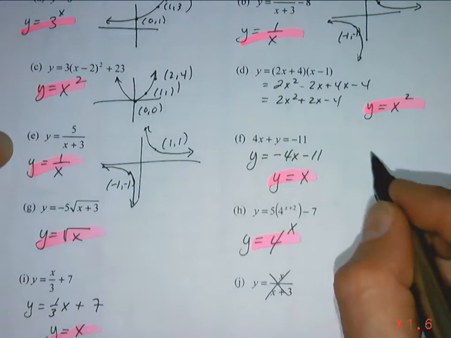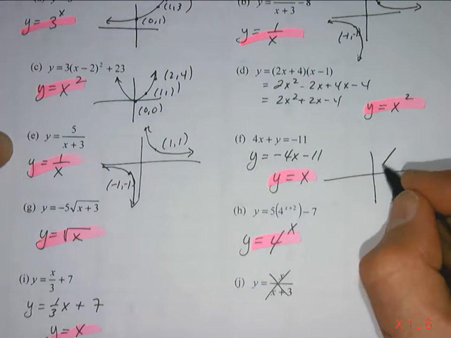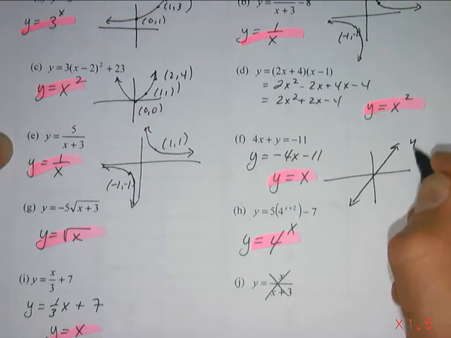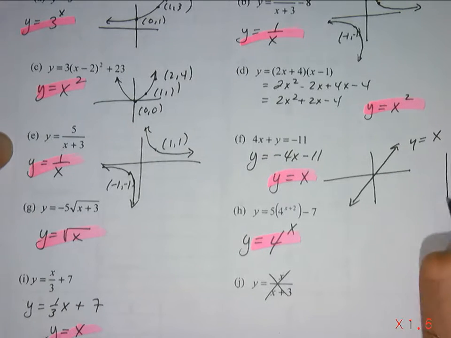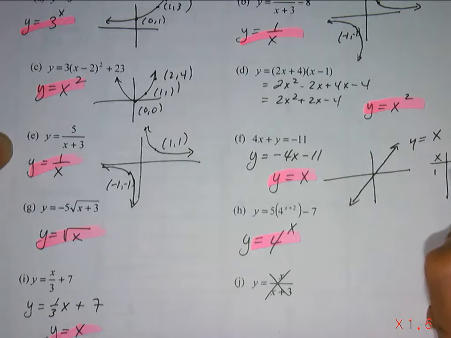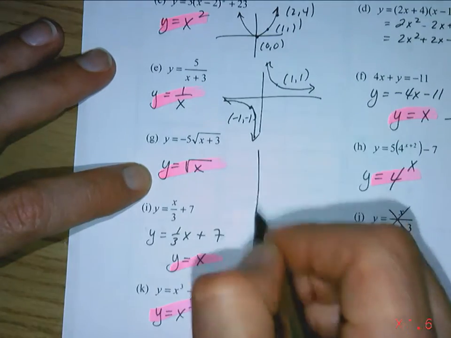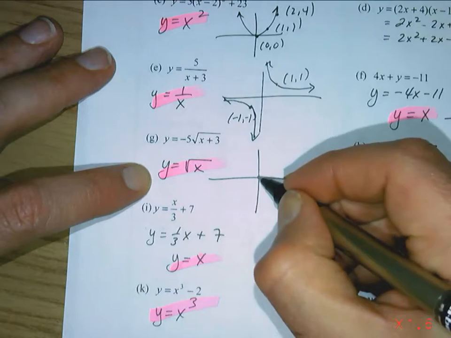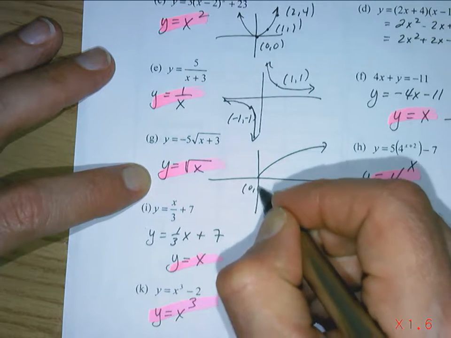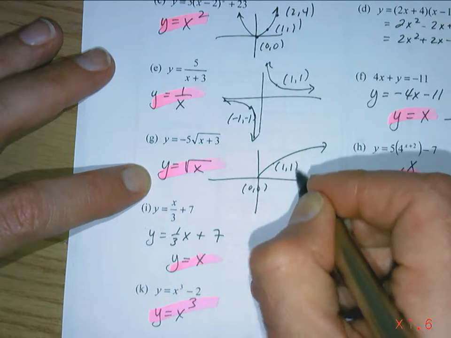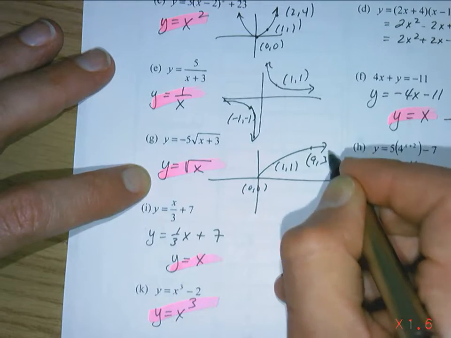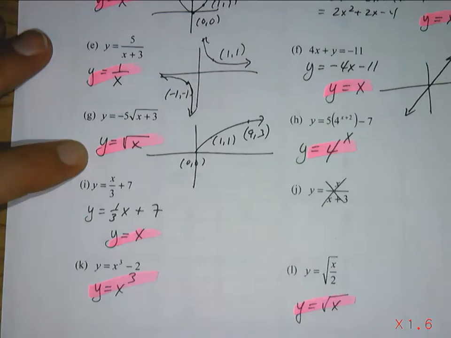The line y equals x is that line right there. Notice it's y equals x, so no matter what x value I put in, I get the same y value. Root x. First time I'm graphing that one. 0, 0, 1, 1, 9, 3, or 4, 2, I don't care. That tells me the shape.